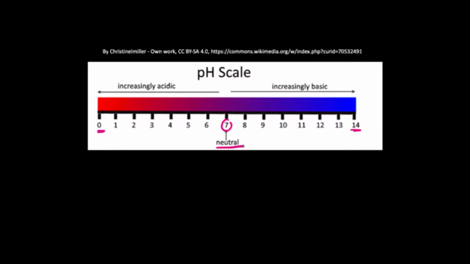7 is neutral. Anything less than 7 is acidic. And anything greater than 7 is basic or alkaline.